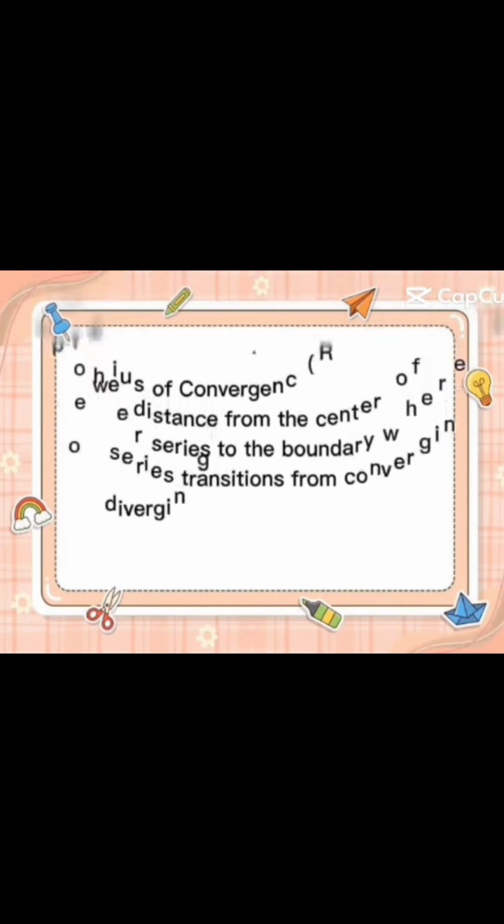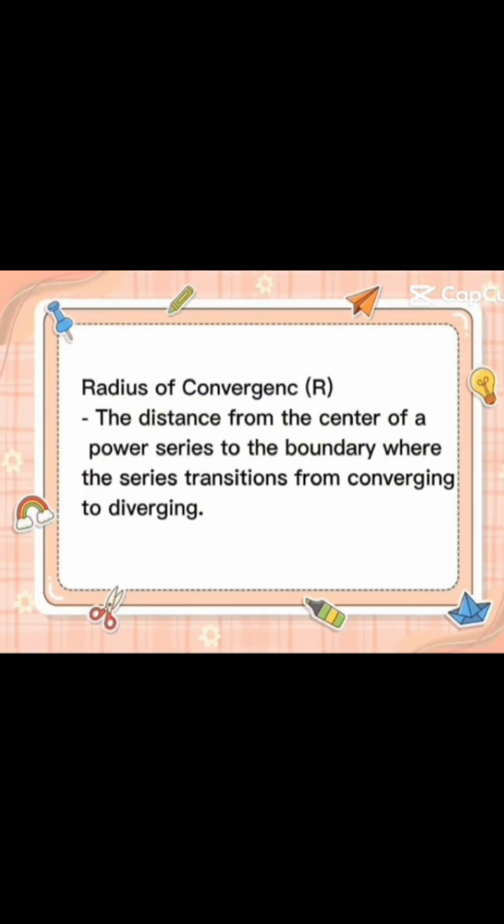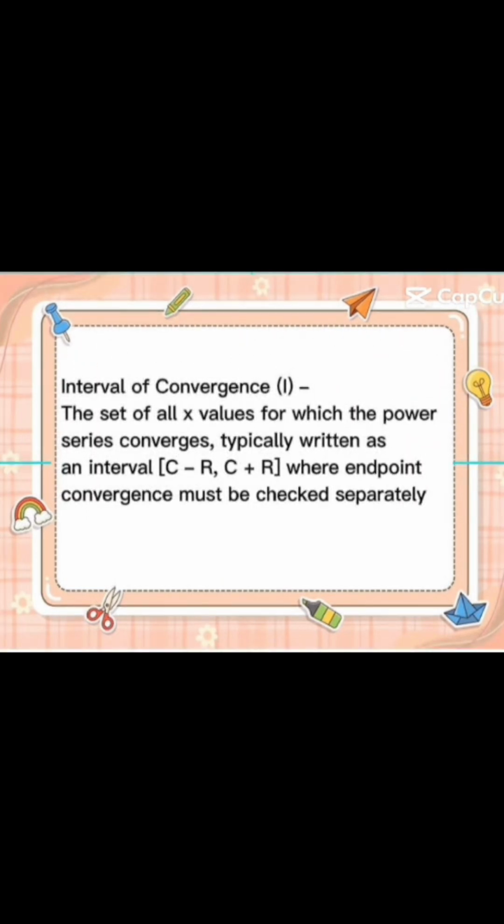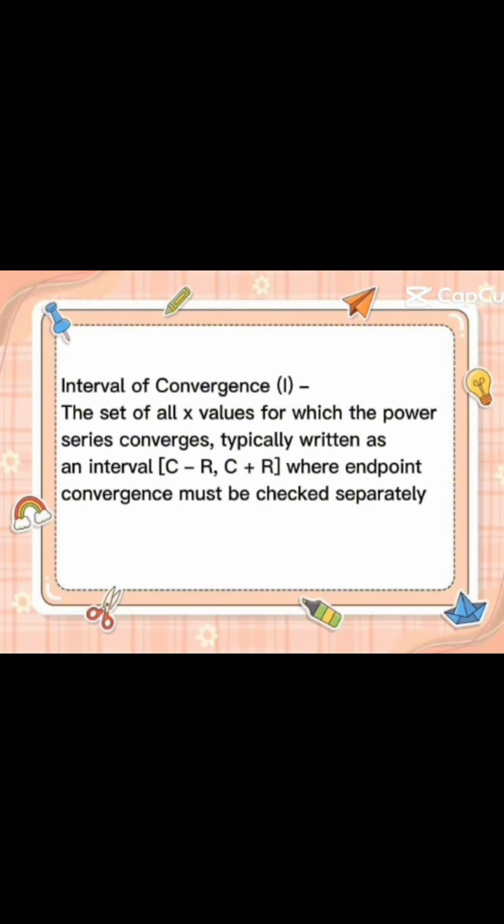In all, a power series is an infinite series in this form using this formula. And the radius of convergence, r, is the distance from the center of a power series to the boundary where the series transitions from converging to diverging. While the interval of convergence, I, is the set of all x values for which the power series converges, typically written as the interval c minus r to c plus r, where endpoint convergence must be checked separately.